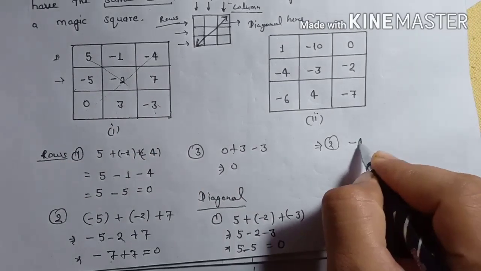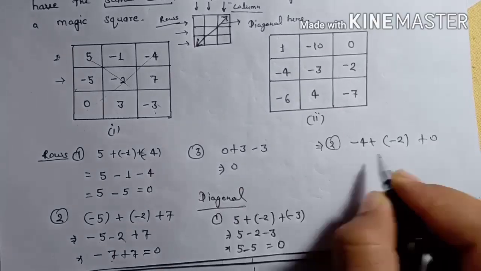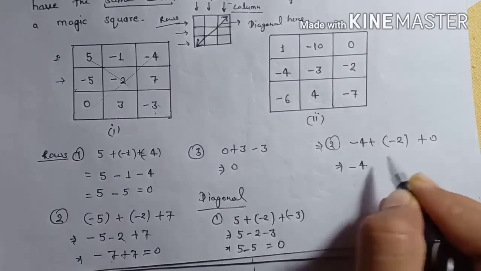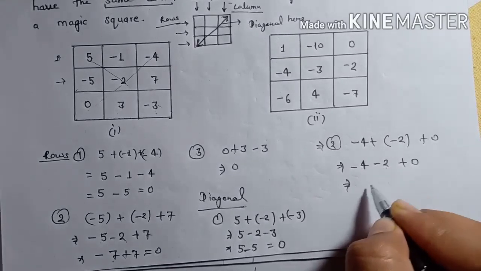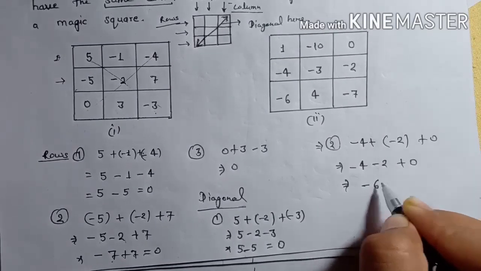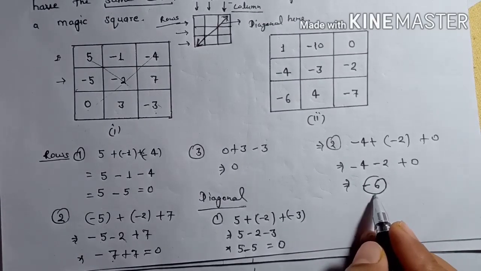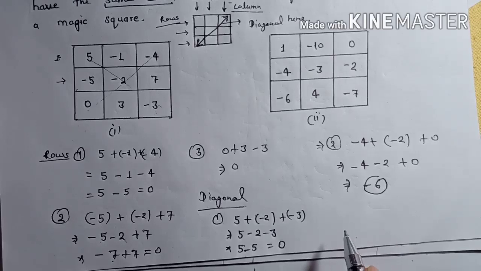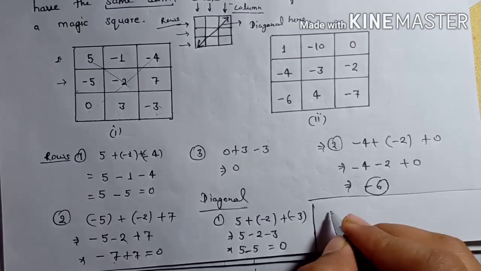When you add the second diagonal, we have -4 plus -2 and plus 0. Here -4 and this -2 plus 0 will give you -4 minus 2 is -6. See, this time the answer is not 0, so we can write here the first square is not a magic square.